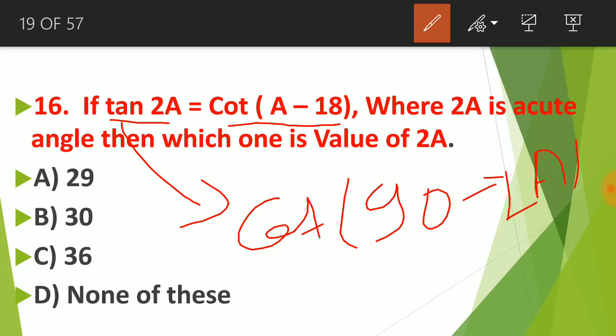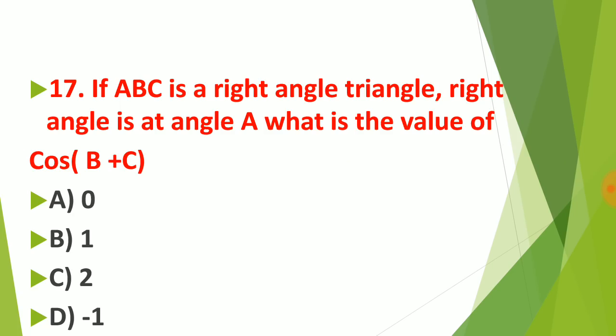36 degrees is in option choice C, which is not correct here, because we need to find the value of 2a. And this type of trick they will use sometimes. So 2a will be 72 degrees. 72 degrees is not in the option choices, so none of these is the correct answer for question number 16. So take care of this type of question.